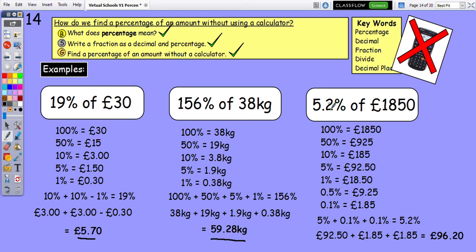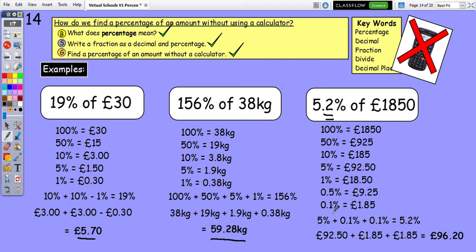Similarly, 5.2% of 1850. We've got a 0.1% now. So 100%, 50%, 10%, 5%, 1%. Straightforward. 0.5% is half of 1%. So if I half £18.50, I get £9.25. But with this question, I've got to find 0.2%.